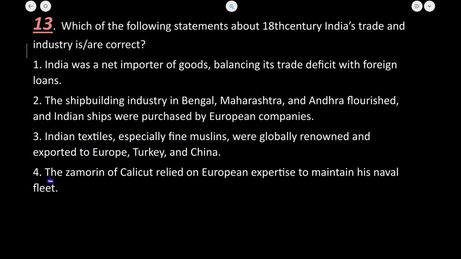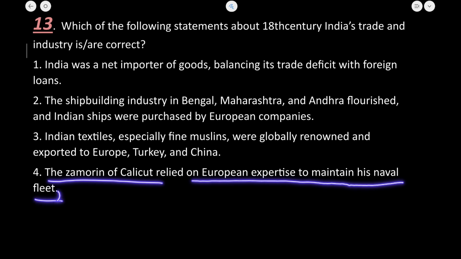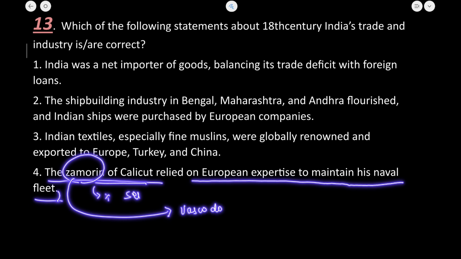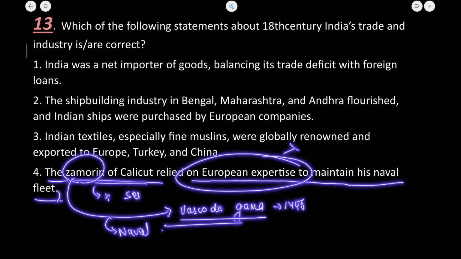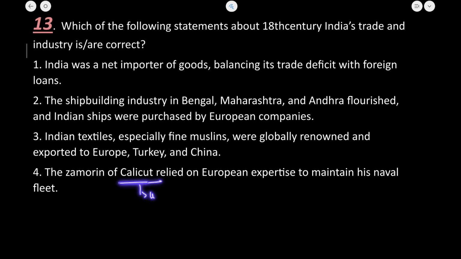Fourth option: the Zamorin of Calicut relied on European expertise to maintain his naval fleet. No. Zamorin का नाम आपने सुना होगा. Who is Zamorin? The Zamorin was the ruler at a time when Vasco da Gama came to India. अगर आपने फर्स्ट चैप्टर नहीं देखा है तो you should know, 1498 में. And he had a naval fleet of his own. He didn't rely on the European experts, क्योंकि Calicut was on the western shore of our India. ठीक है, तो Zamorin had its naval army of its own.